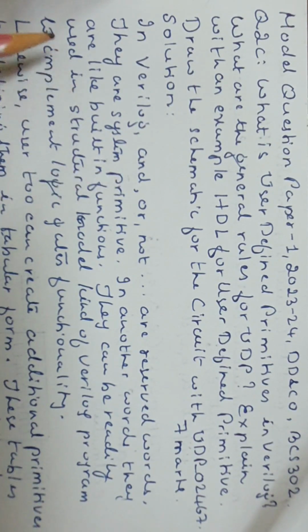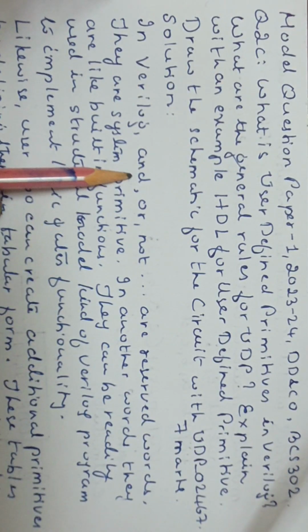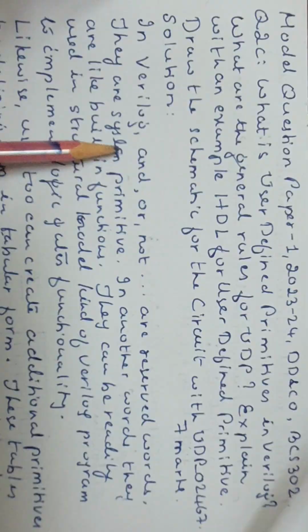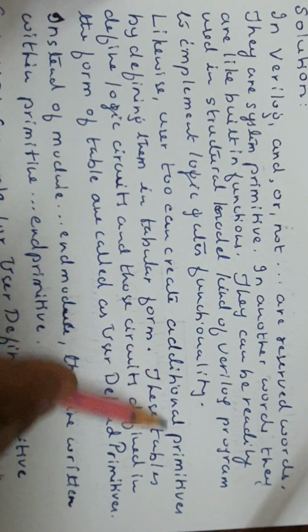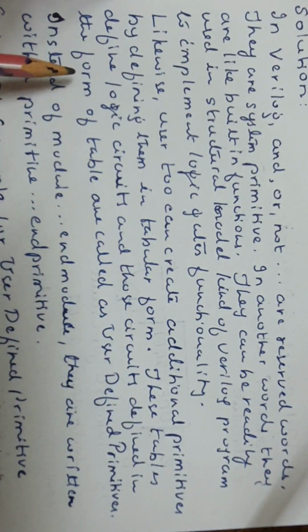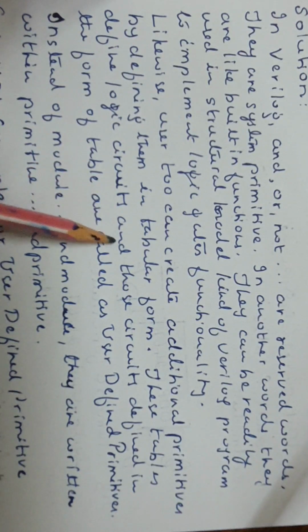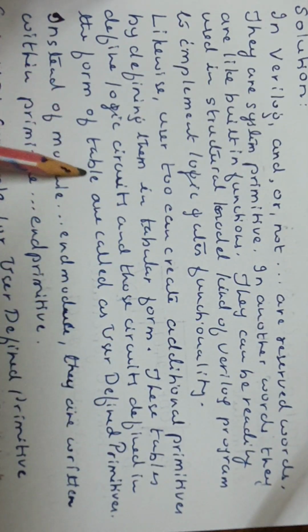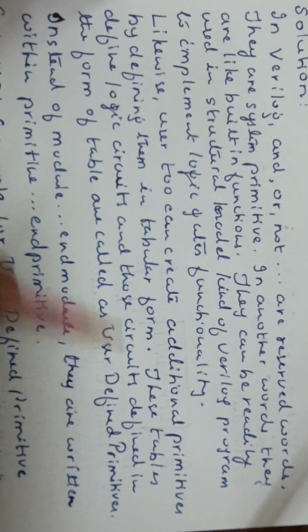These are readily available, so they are system primitives. In other words, they are like built-in functions. They can be readily used in a structural model kind of Verilog program to implement logic gate functionality. Means to create logic gates, these system primitives are available. Likewise, the user too can create additional primitives by defining them in tabular form. These tables define logic circuits, and those circuits defined in the form of a table are called user defined primitives.